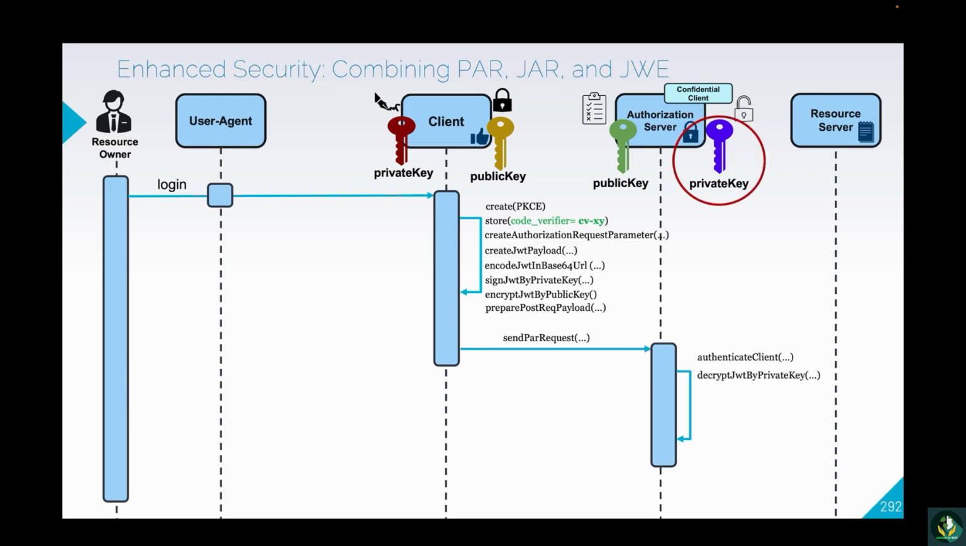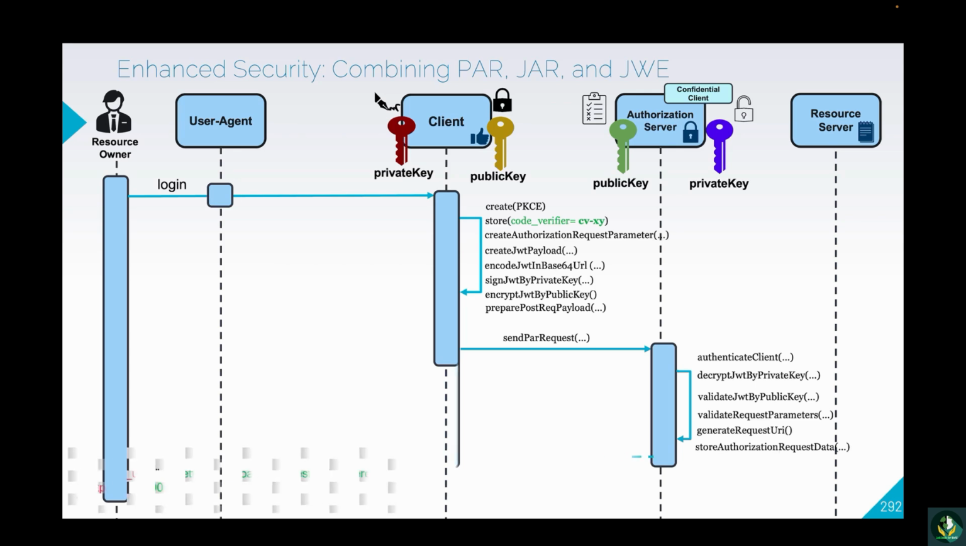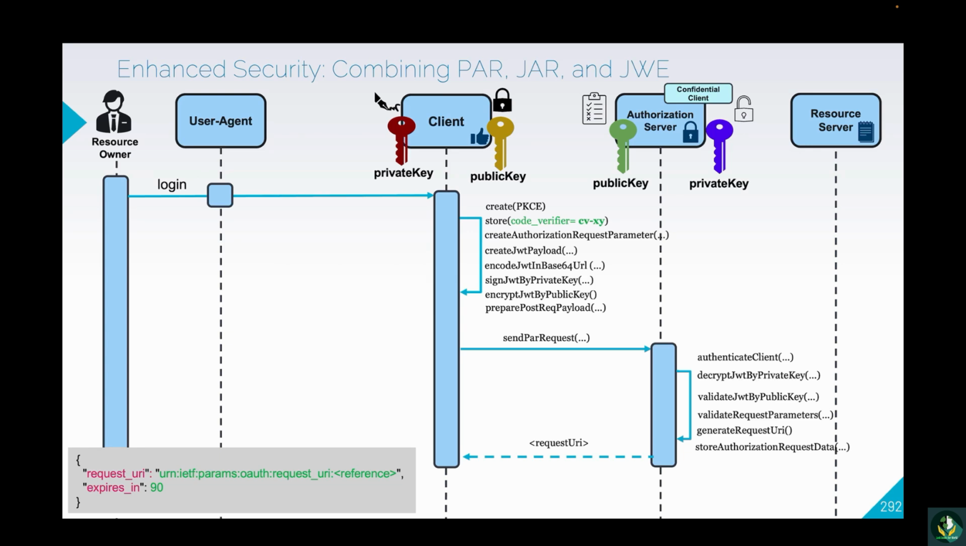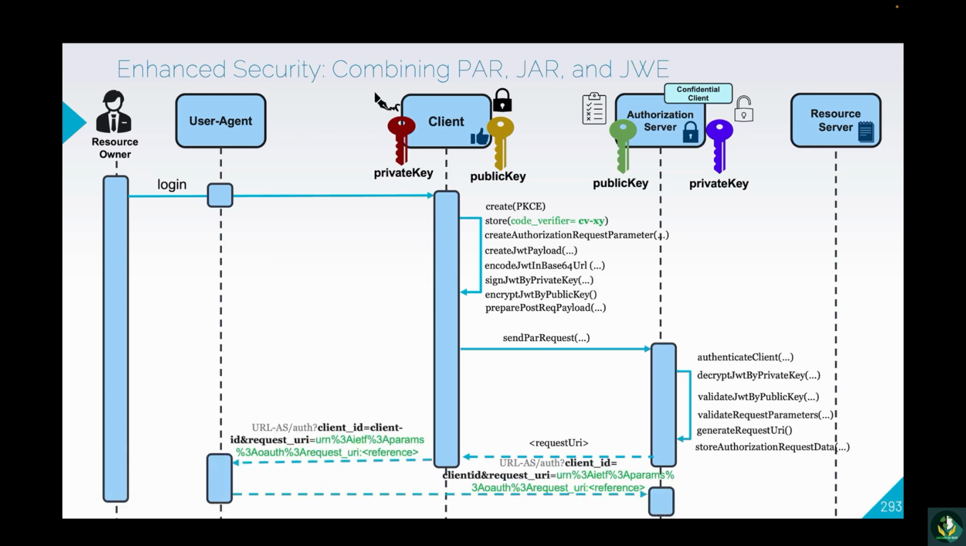It decrypts the JWE using its private key. It validates the JWS signature using the client's public key. Then it validates the authorization request parameters. It generates a request URI and stores the authorization request parameters. Finally, the authorization server returns the request URI to the client. From here, the flow proceeds as usual for PAR.